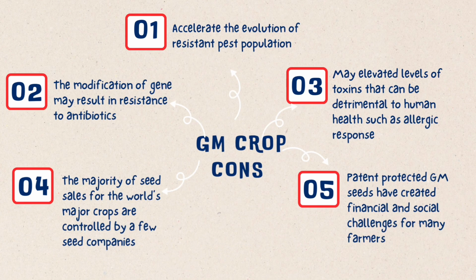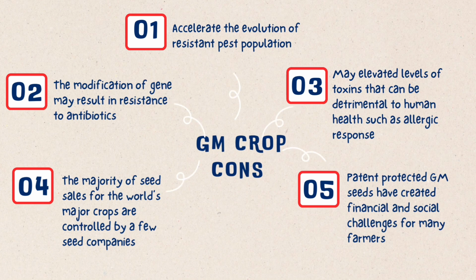However, a big concern arises with GM crops, as they may accelerate the evolution of resistant populations, and some may display resistance to antibiotics. The modification of plant genes may also trigger harmful health reactions such as allergic responses. GM crops may exhibit elevated levels of toxin that can be detrimental to human health.